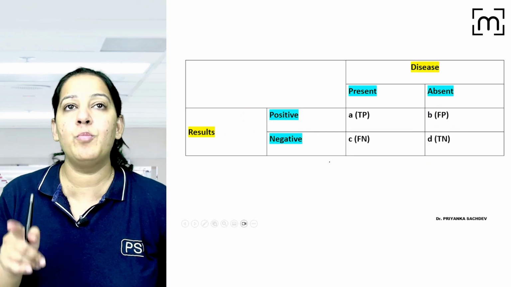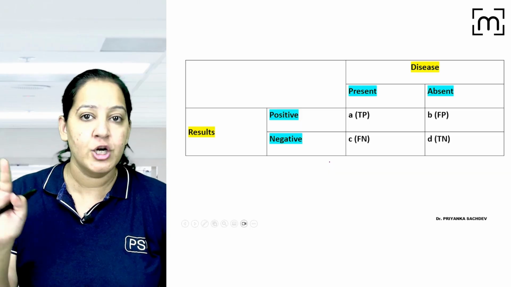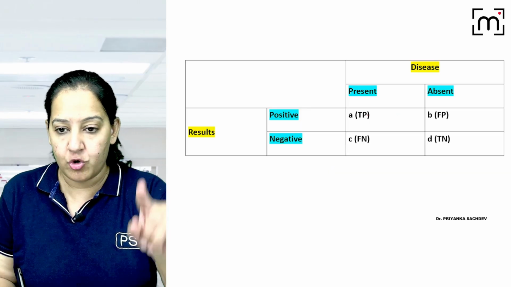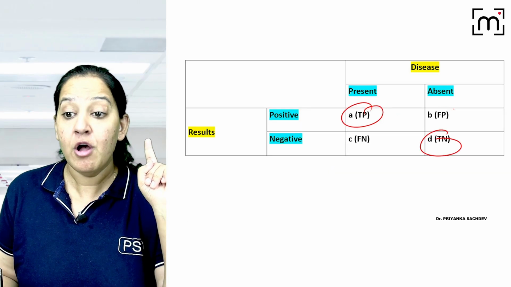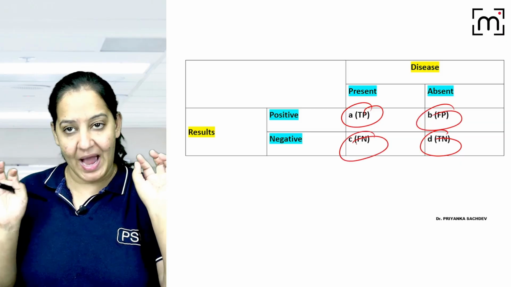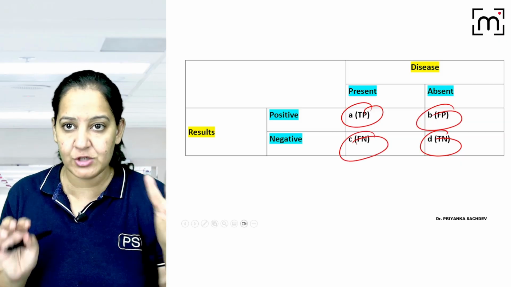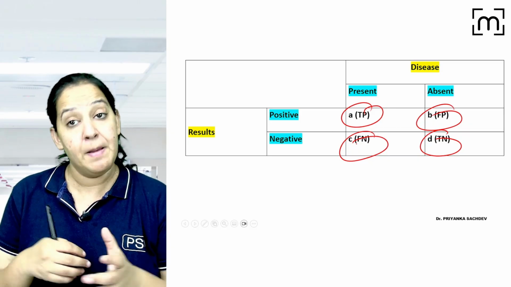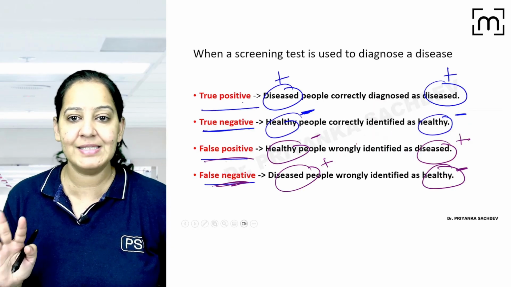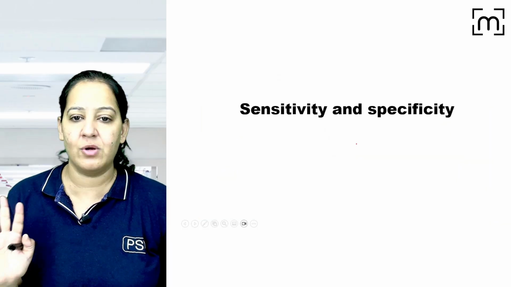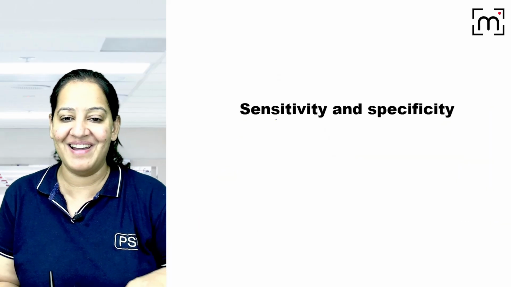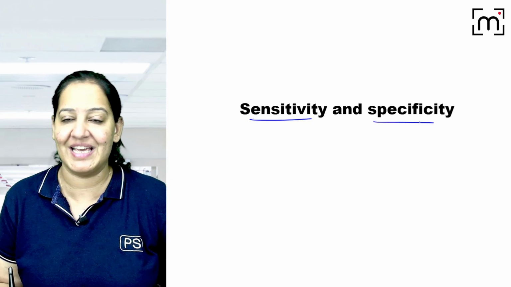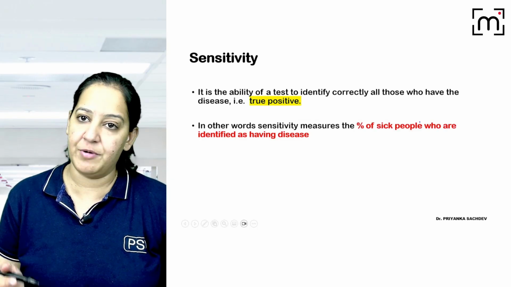I guess this 2 by 2 table is the best way to understand the 4 things: true positive, true negative, false positive, false negative. I guess it's crystal clear. You have to see 2 things: disease present or absent and test results positive or negative. Based on that, we classify in 4 categories. I guess you got it, right? The graph is also clear. Now let's start the chapter. Let's start first sensitivity and specificity. Then I will come on positive and negative predictive value.